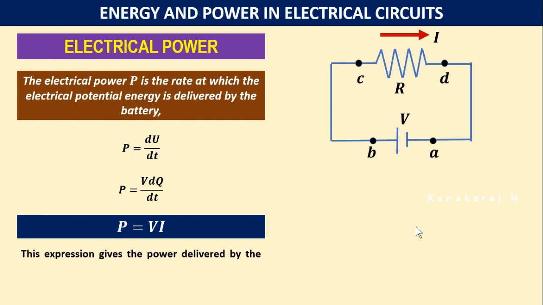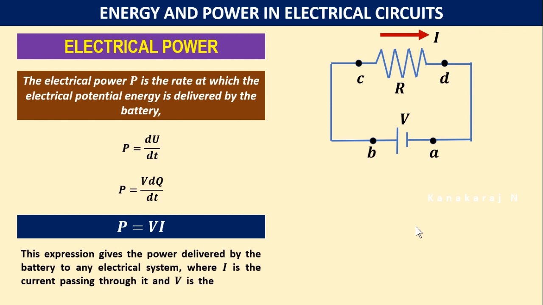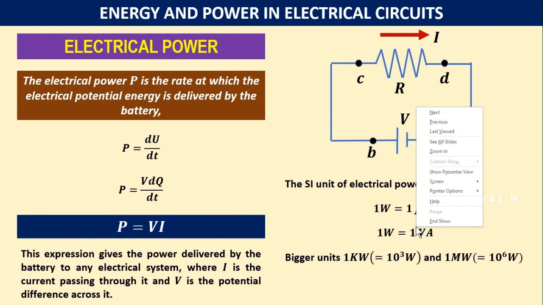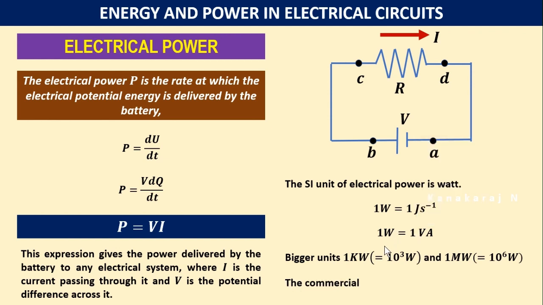The expression gives the power delivered by the battery to any electrical appliances. Here I is the current flowing and V is the potential difference across the electrical appliances. The SI unit of electrical power is watt. 1 watt equals 1 joule per second or 1 volt ampere. The bigger units are 1 kilowatt hour and 1 megawatt. The commercial unit of power is 1 horsepower equals 746 watt.